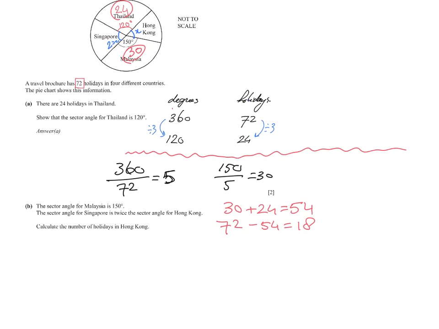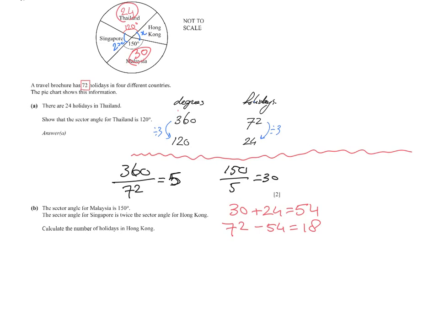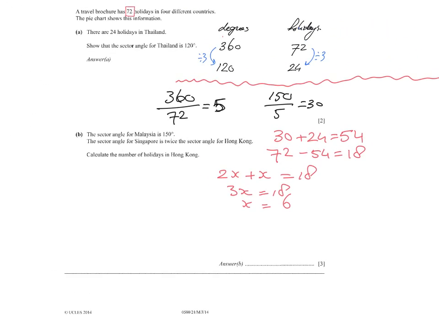Now, just going to go a little bit down. There we go. We said that Singapore is twice as popular as Hong Kong. So 2x, the number of people going to Singapore, plus x to Hong Kong, must be 18. So 3x is 18, and x is 18 divided by 3, which is 6. They're asking me to calculate the number of holidays in Hong Kong, and that is x. If they asked how many people go to Singapore, I'd be interested in the 2x. But now it's just Hong Kong, x, so the final answer is 6.